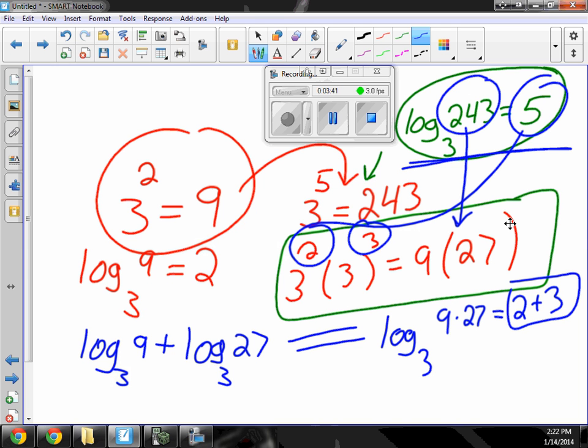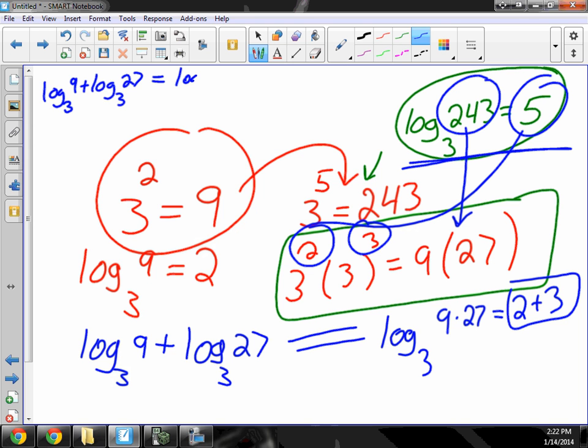This is one of the rules of logarithms. Okay? And you see it here. So let me write it out a different way. Log base 3 of 9 plus log base 3 of 27 is exactly the same thing as log base 3 of 9 times 27, which is the same thing as log base 3 of 243. Sorry, that arrow's in the way. Do you guys see that?